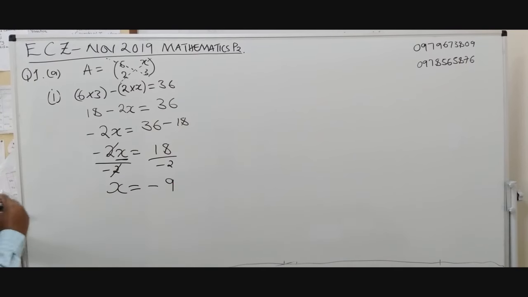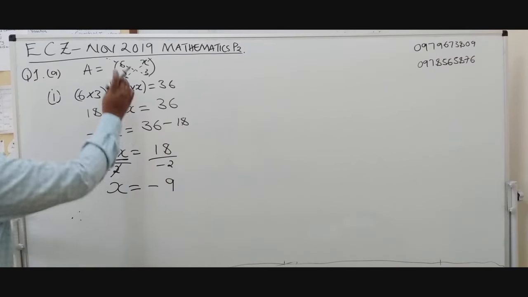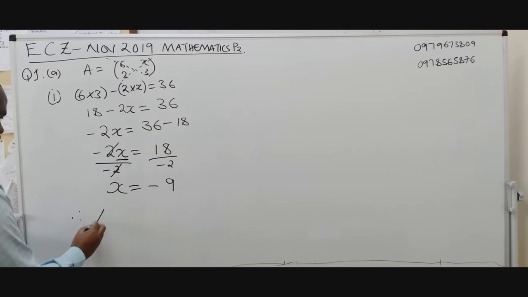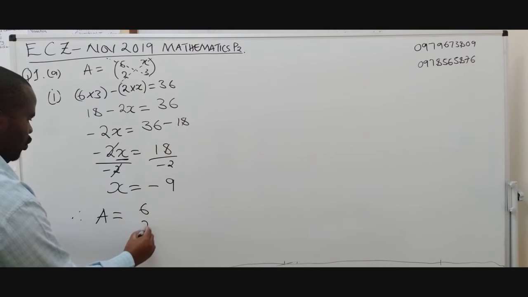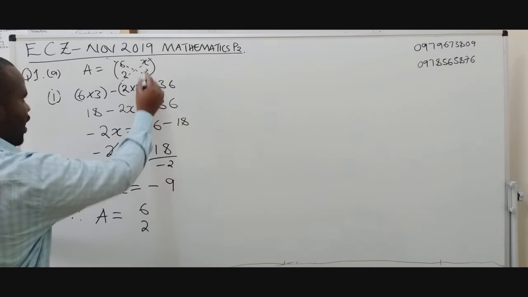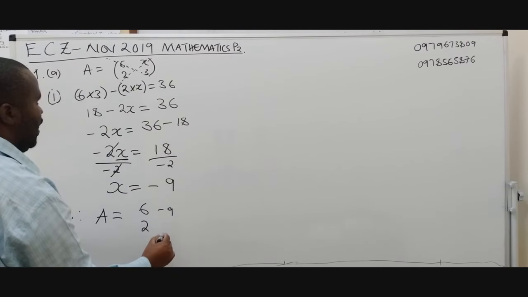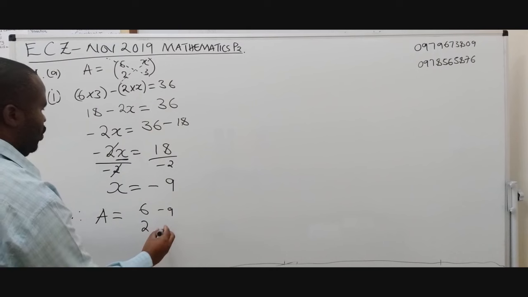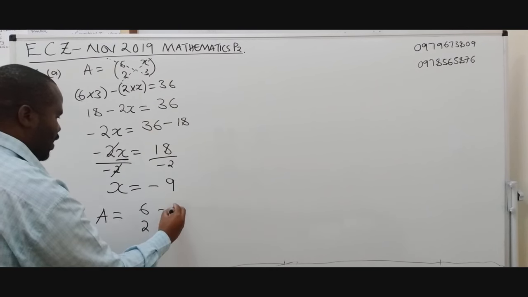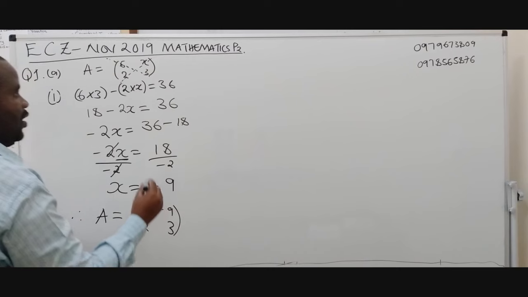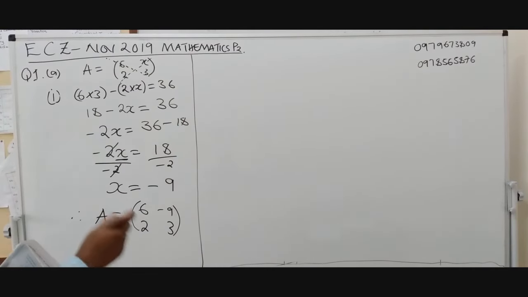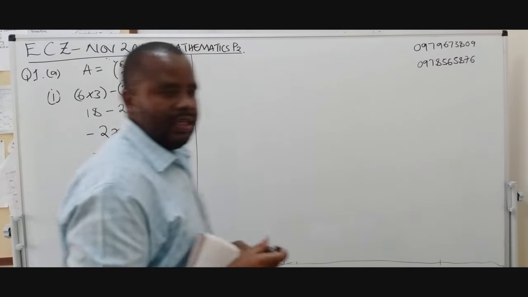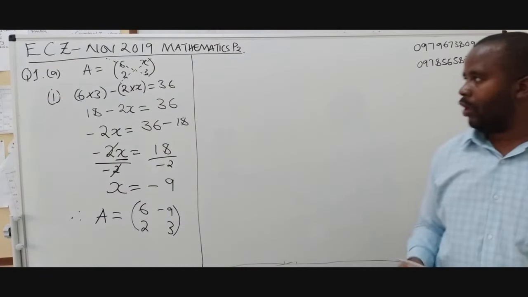What does that mean? Therefore, this is our answer, we are done. What that means is that our matrix A is equal to 6, 2, and x there is negative 9, and here we have 3. That is our matrix. Is it okay? So we go to the next question.